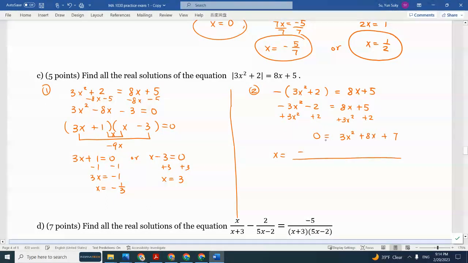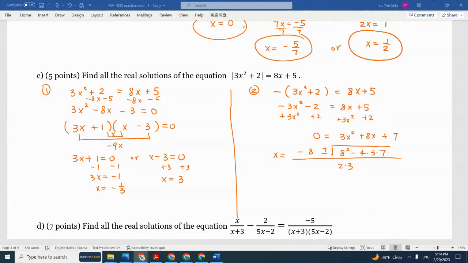So it's negative b. B is the coefficient of x, which is 8, plus or minus square root of b squared minus 4ac, and then all over 2a, so 2 times 3. Okay, and then we continue. 8 times 8, 64.